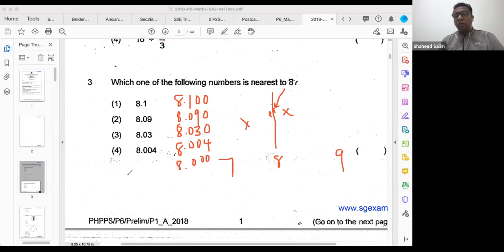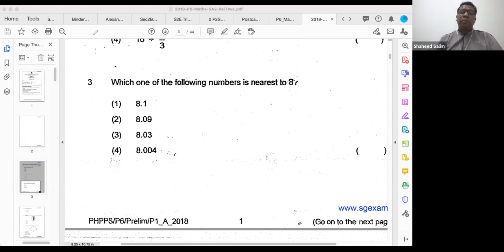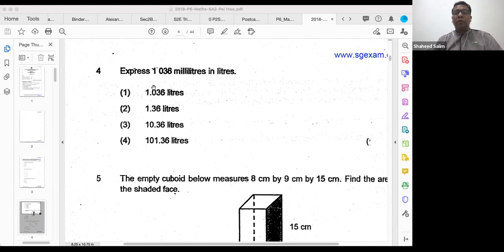Is it 1, 2, 3, 4? Which one? 8.1 is quite far, you know. It's actually, yeah, it's 4. Well done. Okay, so sometimes you need to write down the decimal place. That becomes easier for you. If you don't write, you cannot see sometimes. Okay, we try the next one.